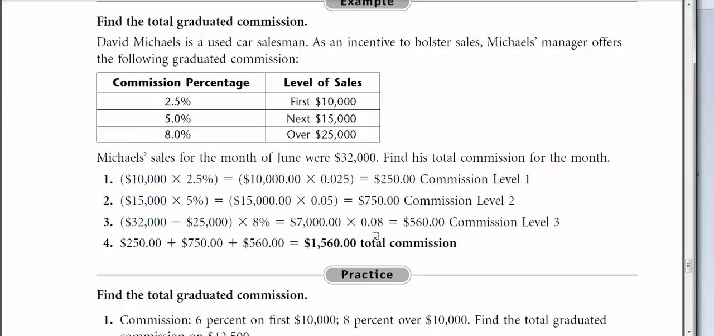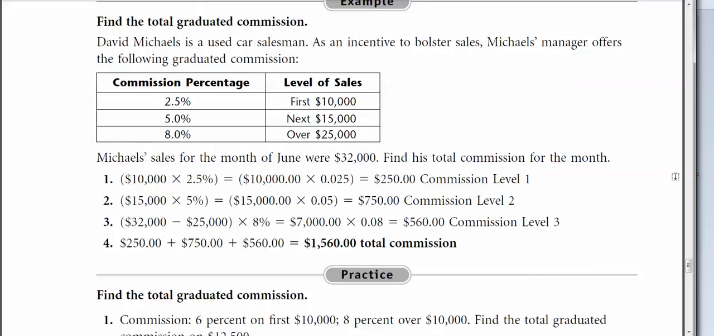So I move the decimal 2 places on the 8% to get 0.08, and I multiply it by the 7,000 to get the $560 at commission level 3. So man, that was only 7,000, but I made double what I made at the lower rate. So it definitely pays to keep selling, and that's their point. They want to push you to sell and sell and sell. Okay, so then you add up all your money and you made $1,560 for that month as your total commission.